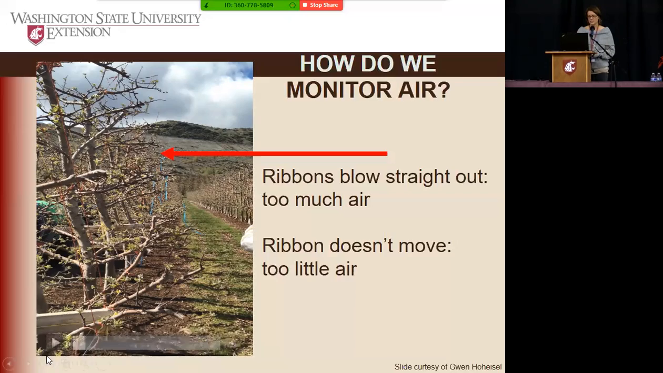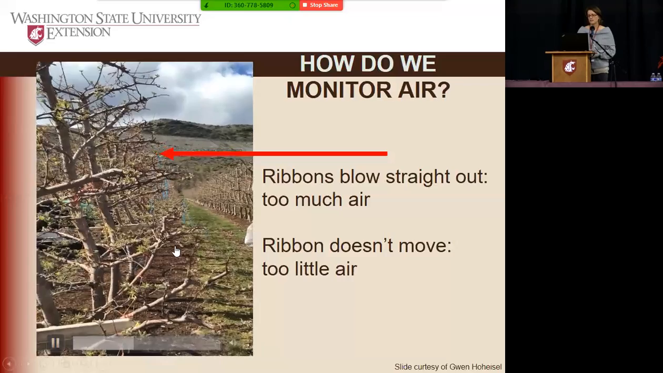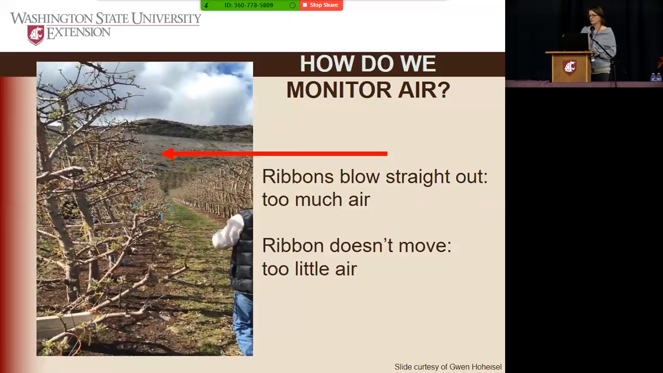So now you can see how it happens. So watch where the arrow is. There's blue ribbon here. And when it sprays, you'll see it spray straight out because it's dormant season. They're going to blow straight out, right? But that would be too much air for dormant season, because that means that the air that has the pesticide droplets has blown through your canopy. And like a bullet, when it lands as a trajectory, it's going to land in this mid row, which is all wasted chemical for you.